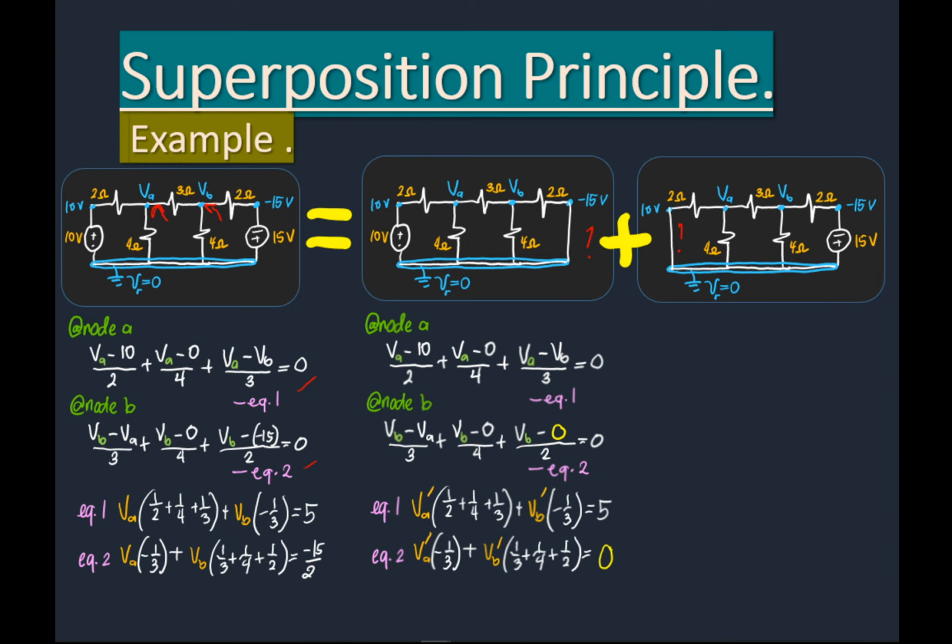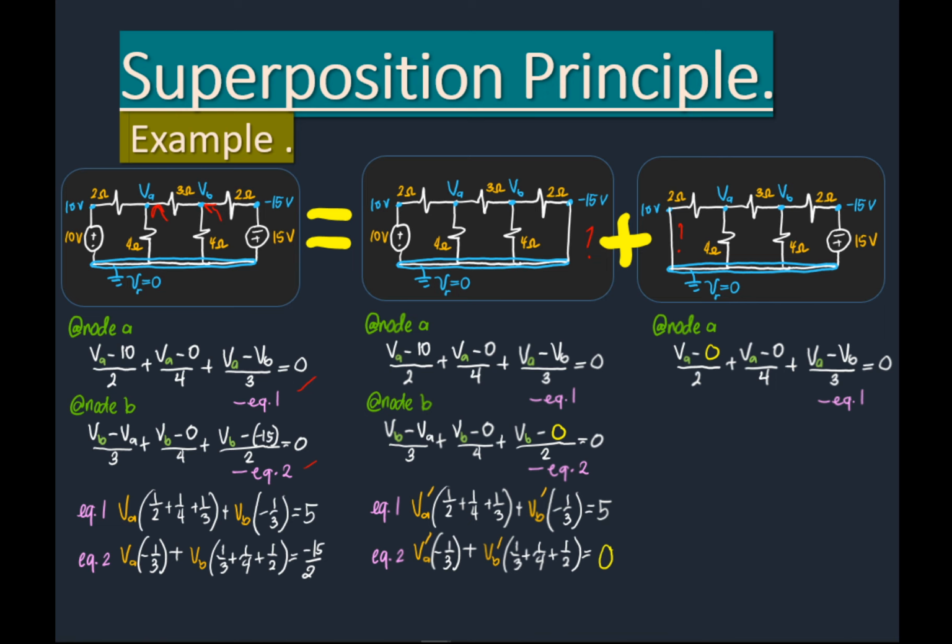Arranging the two equations, we assign VA prime and VB prime. This is not the same as the original VA and VB. We simply assign a prime as another variable in that case. Take note, the only difference if you look at this equation is the 0 here. So you have the first set of equations for the first circuit, and for the second one we have these equations.